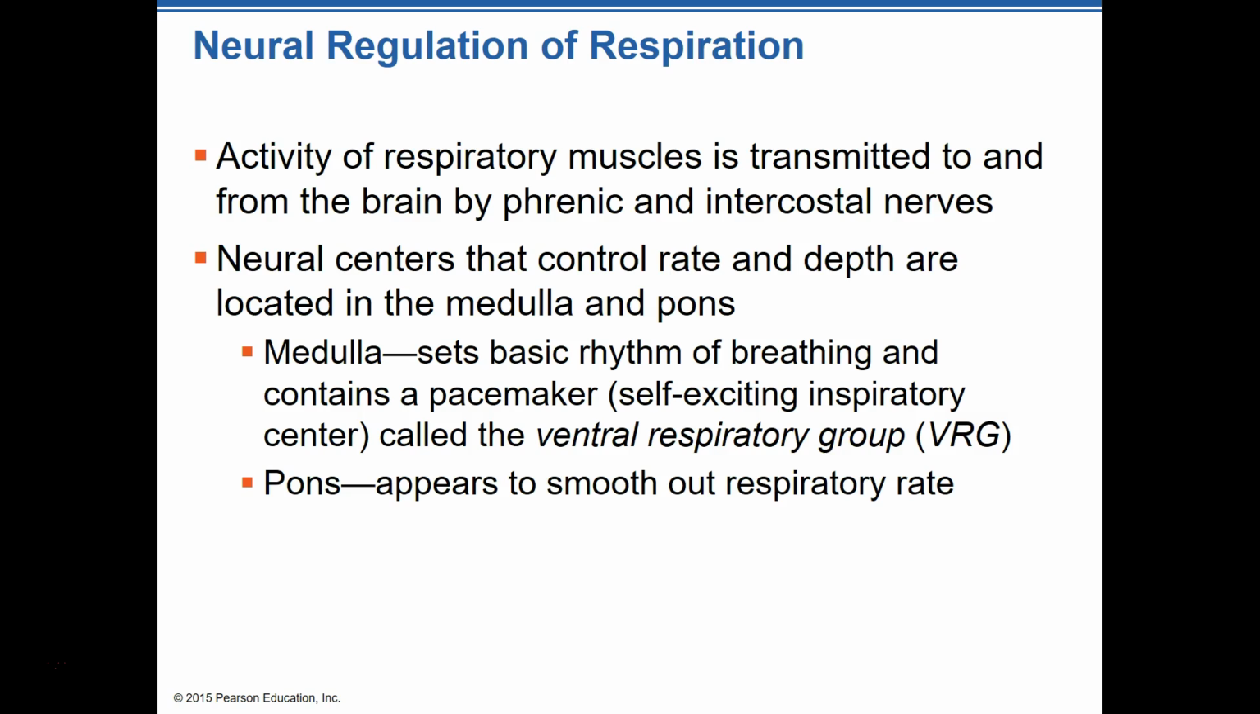Those are both good test questions, although I can't remember if I put a test question on there about the medulla and the pons. I know I looked at one, but I don't think I put it on there. But be familiar with the medulla and the pons. Remember, they're both located in the brainstem.